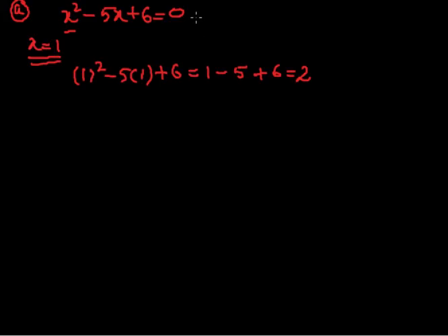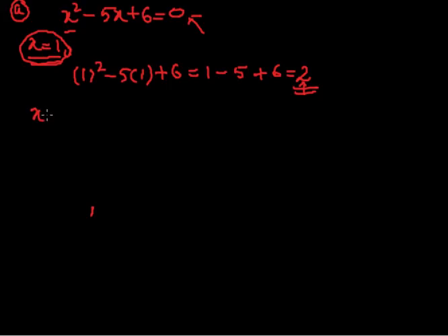But it is given in this equation that the right hand side must be 0. If we put x is equal to 1 in this equation, the right hand side becomes 2. That means x is equal to 1 is not the solution of this equation.